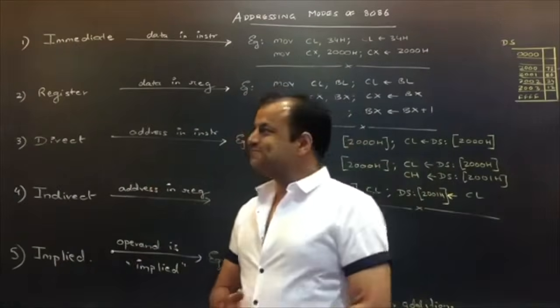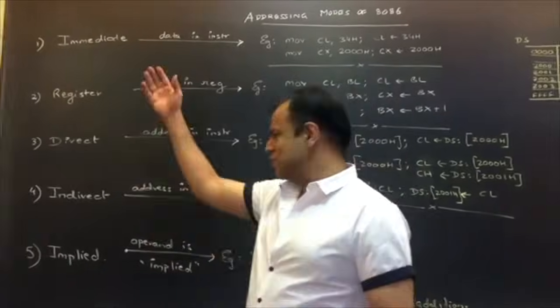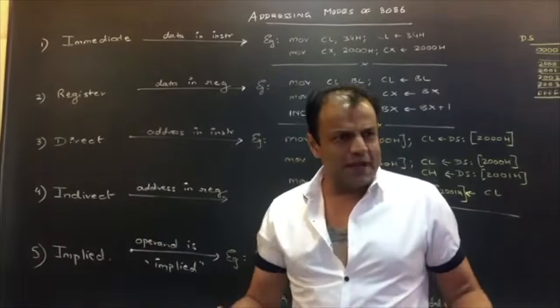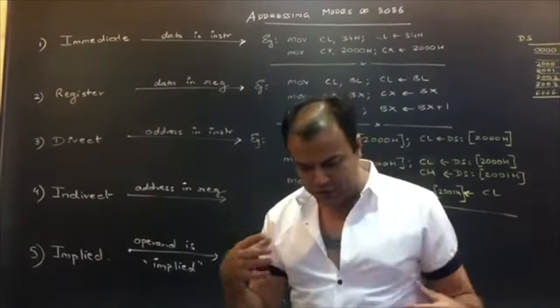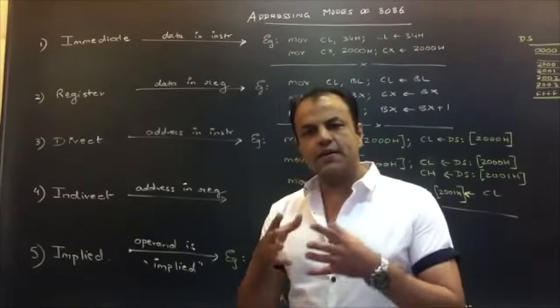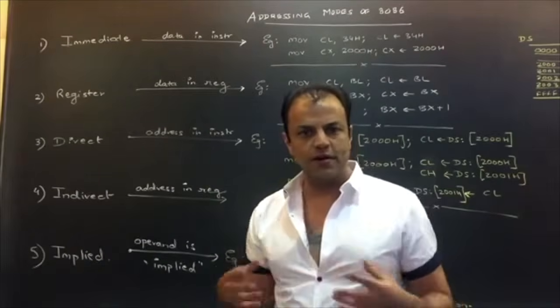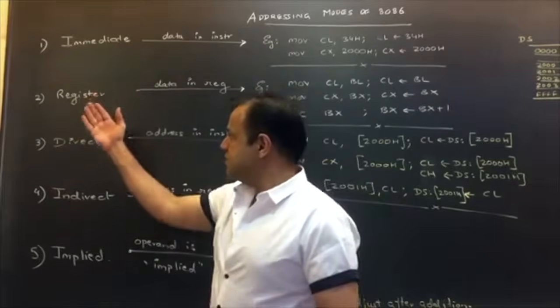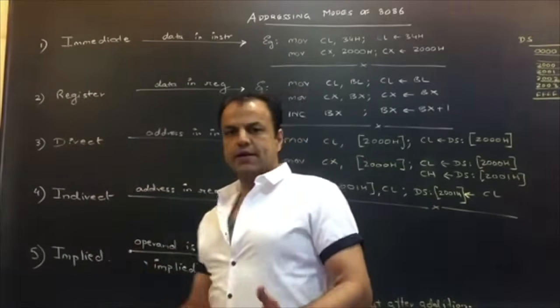Okay, let's start. The first addressing mode. Various processors have different names for these addressing modes, but if you really understand all of them, you'll realize there are 5 fundamental addressing modes in the world, no matter what processor you're dealing with. They are immediate, register, direct, indirect and implied. Let's start one by one.